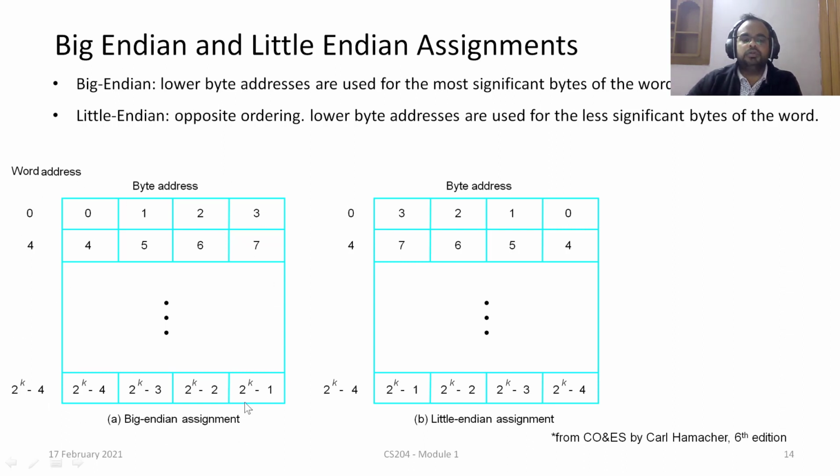In the picture shown here, on the left side you have the big endian assignment, wherein for the word at word address 0, the byte addresses 0, 1, 2, 3 are arranged this way, and in the second word, whose address is 4, the byte addresses would be 4, 5, 6, 7. On the other hand, to the right, you see the little endian assignment, where the byte addresses start not from 0 to 3, rather from 3 to 0.